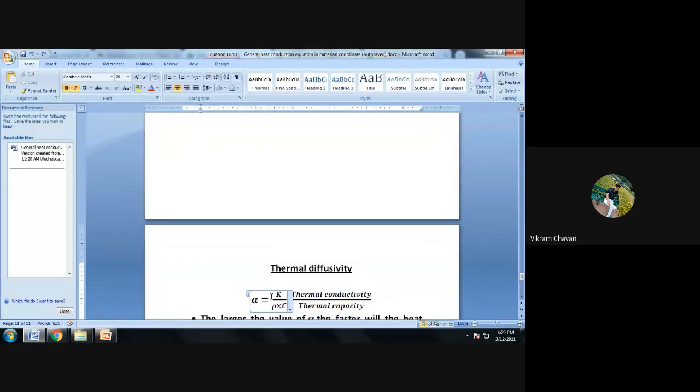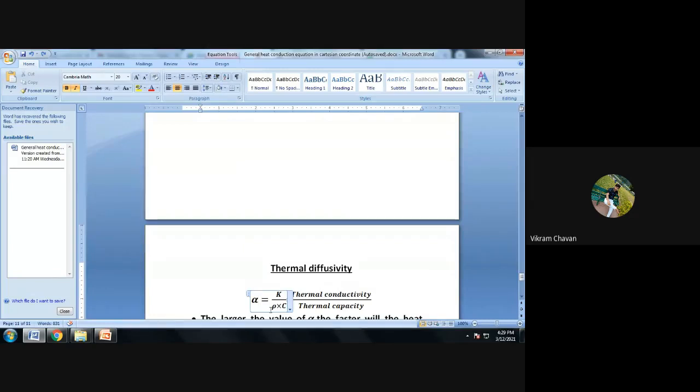Now we are combining these two things in one part, which is called thermal diffusivity, and it is signified as alpha. Alpha will be higher when thermal conductivity is more and thermal capacity is lower. And if thermal conductivity is lesser and thermal capacity is more, in that case the alpha value is lesser.